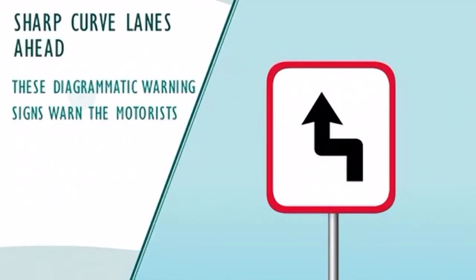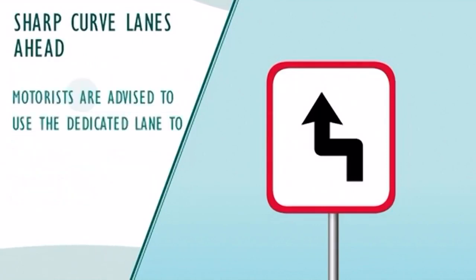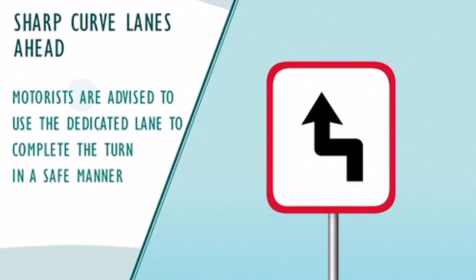These diagrammatic warning signs warn the motorists on major roads about the sharp curve on lanes ahead. Motorists are advised to use the dedicated lane to complete the turn in a safe manner.